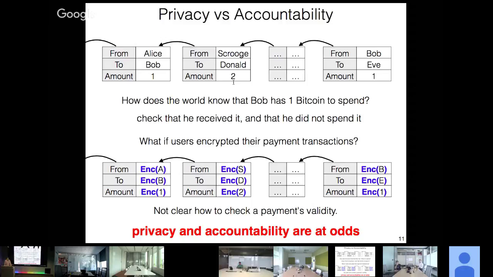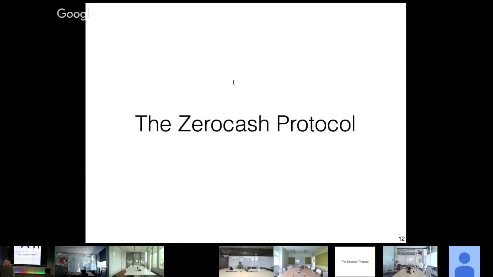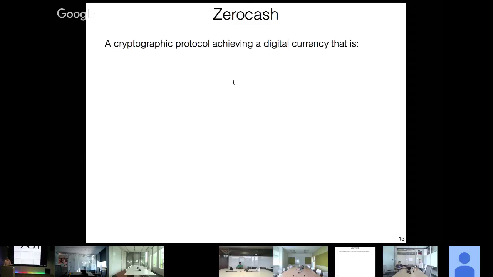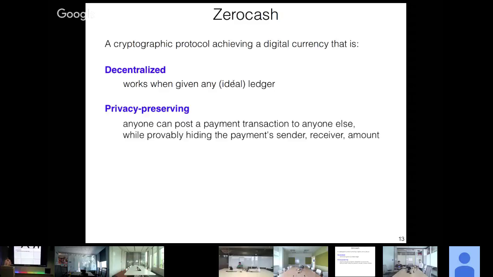Okay? All right. So the Zerocash protocol is something I worked on a few years ago. It was a cryptographic protocol to achieve a sort of Bitcoin-like digital currency that addresses this problem. First, it also works in the same model: given some, let's say, ideal ledger, some append-only log, you can post transactions.